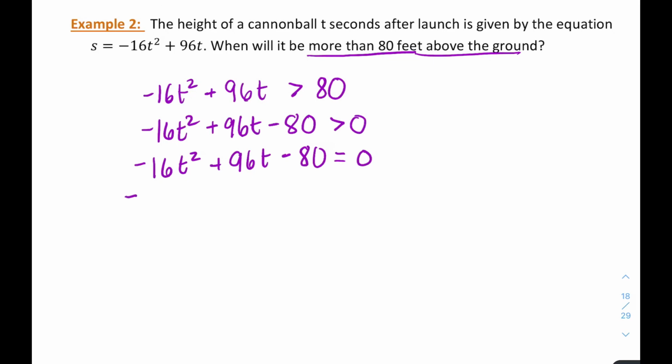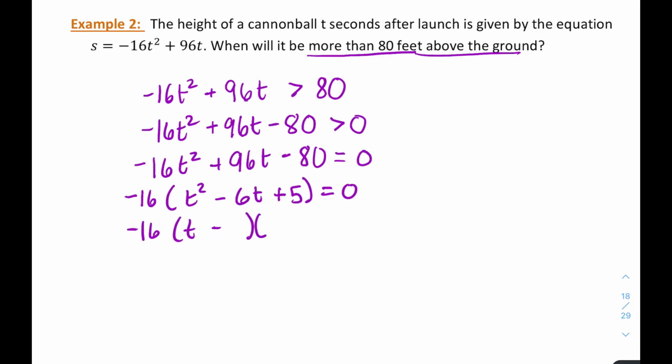I'm going to factor out a common factor of -16 first, which is going to flip all my signs and make things easier to work with. If it didn't factor, you'd have to maybe do the quadratic formula. It would still be fine. So that'd be, let me think, -5 and -1. So t equals 5 and t equals 1.